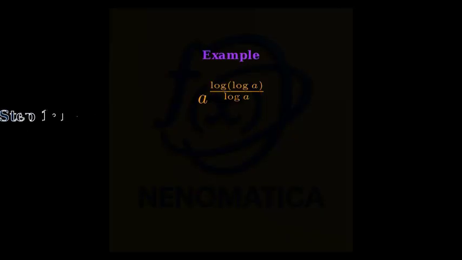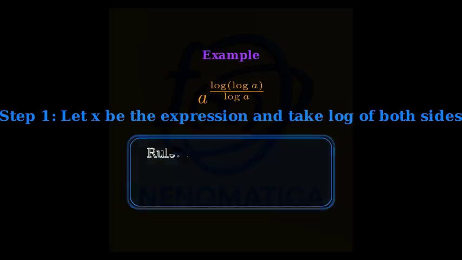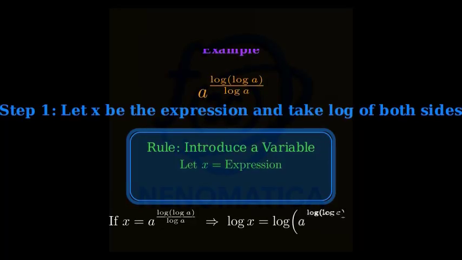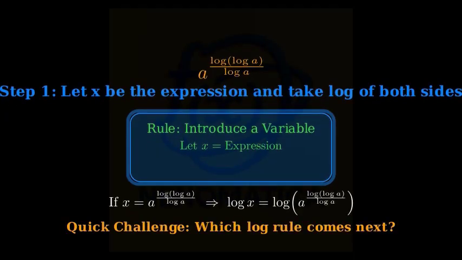Step 1. Introduce a helper variable x and take the logarithm of both sides. We'll use the idea of introducing a variable. If x equals the whole expression, then log x equals the log of that expression. Quick challenge. What rule will we apply next?